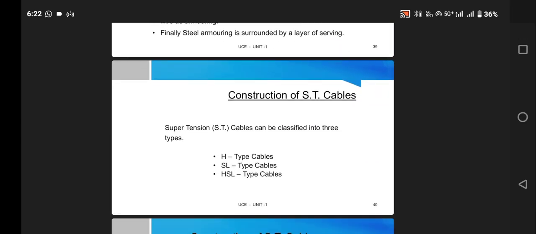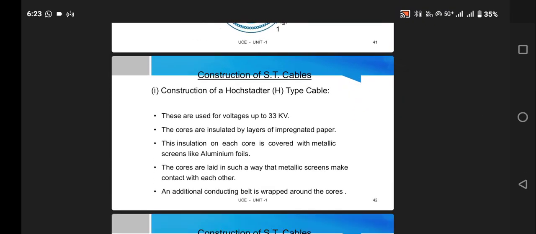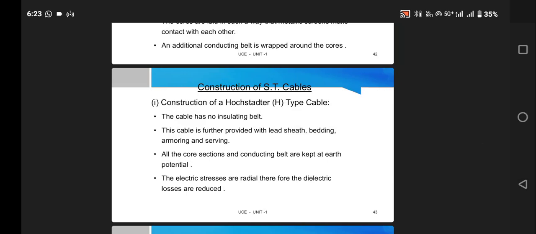Construction of ST cables. The ST cables can again be classified into three types: H type cable, SL type cable, and HSL type cable. The construction of H cable is represented in the diagram. Normally, H cables are used for voltage up to 33 kilovolt. The cores are laid in such a way that metallic screens make contact with each other. Then the cable has no insulating belt. All the core sections and the conducting belt are kept at earth potential.